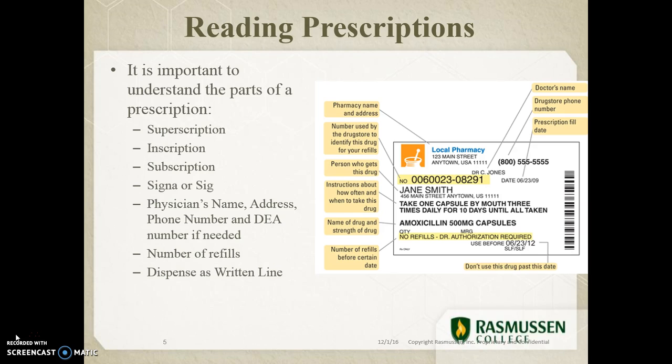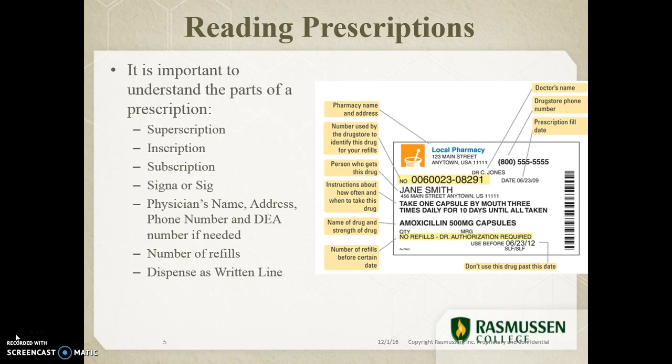So a superscription is the patient information, their name, their address, and their date of birth. An inscription is the medication or the name of the medication along with the dosage being ordered. A subscription is the amount of medication that the pharmacy is to dispense to the patient. The sig or signia are the instructions for how the medication is to be taken.